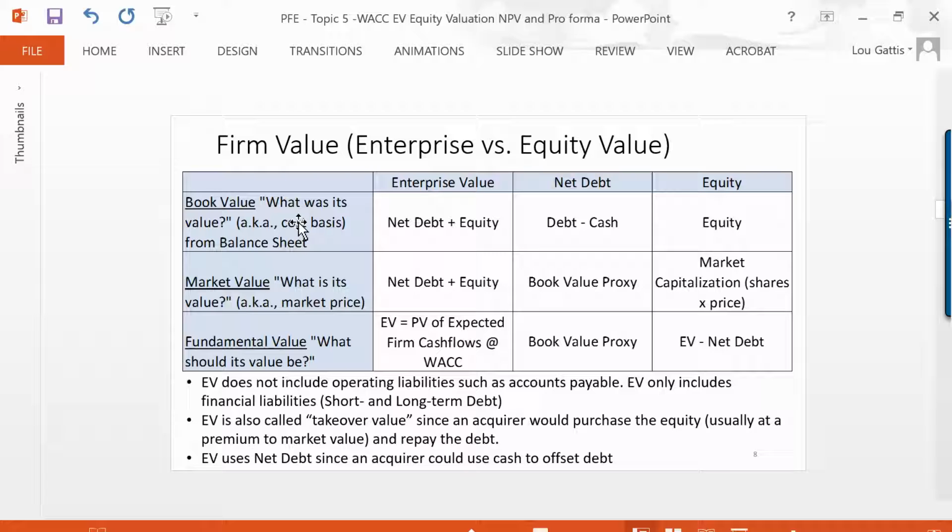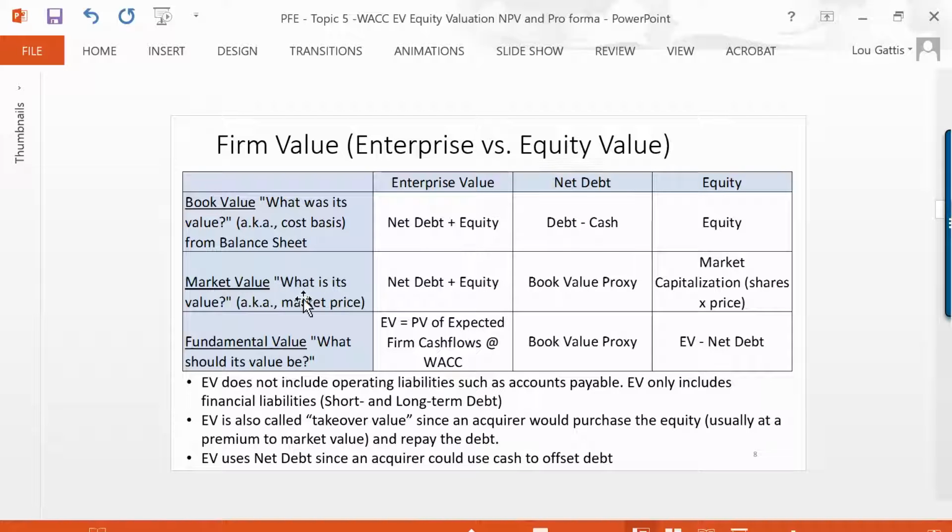Book value is really looking at what was the value of something. It comes from the balance sheet, right? Looking at the rear view mirror, what was the cost basis of an item? So for equity, that would be what was the cost of the equity when it was issued. If it's the debt, what is the cost of the debt and cash when it was issued? If we know the equity, we know the net debt. We can take the net debt plus the equity. We can call that the total enterprise value of the firm. Right? Since assets equal liabilities plus equity, this will be the total value of the firm.